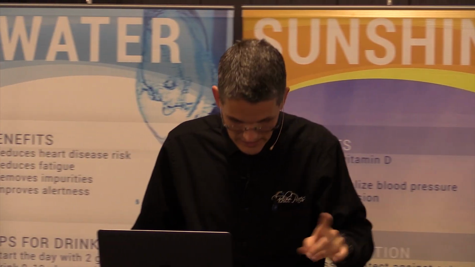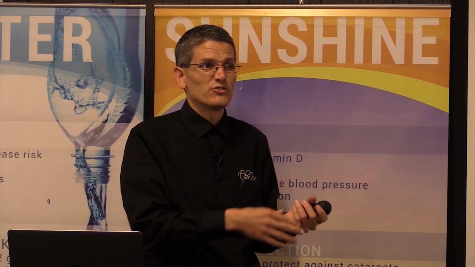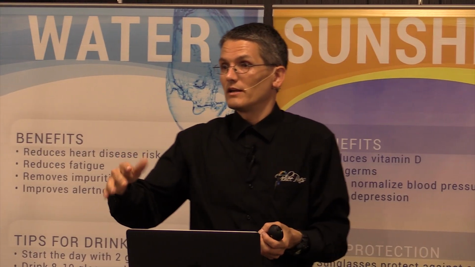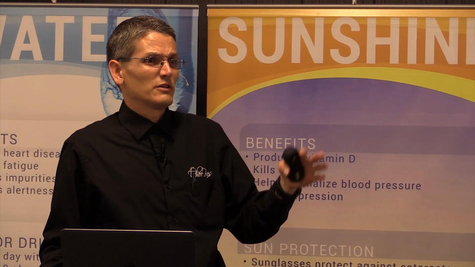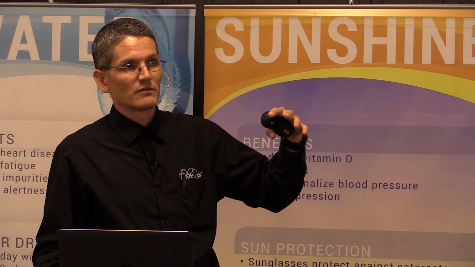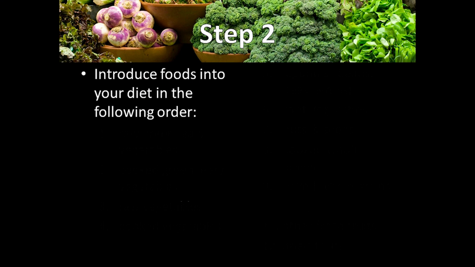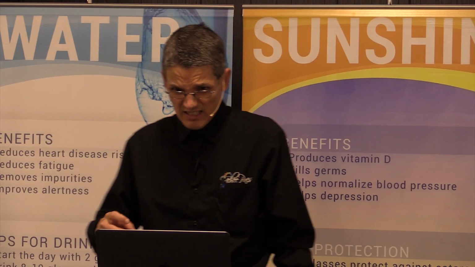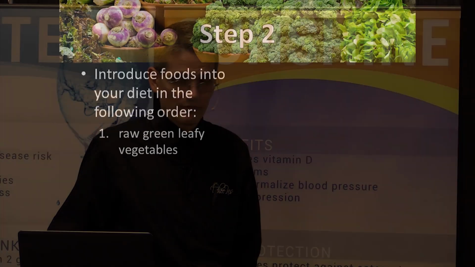But even then, when you follow the program that we're going to be talking about, you can decrease over time the amount of medication that you take and the complications associated with the medication as well. And some individuals over time can actually eventually get off the medication as the insulin resistance improves. So step 2, you want to introduce foods into your diet in the following order. 1, raw, green, leafy vegetables.